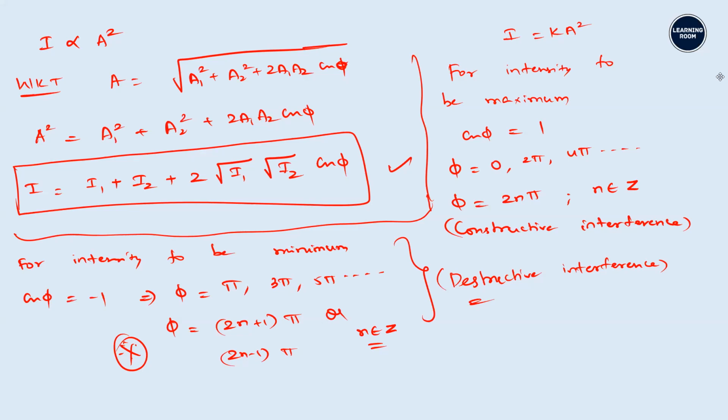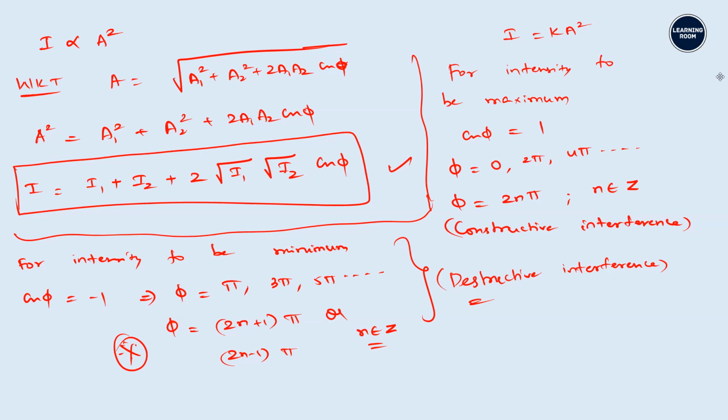So I think this was the last concept discussion. The point we were discussing is what is the resultant intensity when two light waves traveling in the same direction interfere with each other. It is I1 plus I2 plus 2 root of I1 into I2 multiplied with cos phi, where phi is the phase difference between the first and the second. We saw that for intensity to be maximum, phi is equal to 2n pi, and for the intensity to be minimum, phi is equal to (2n plus 1) pi or (2n minus 1) pi.